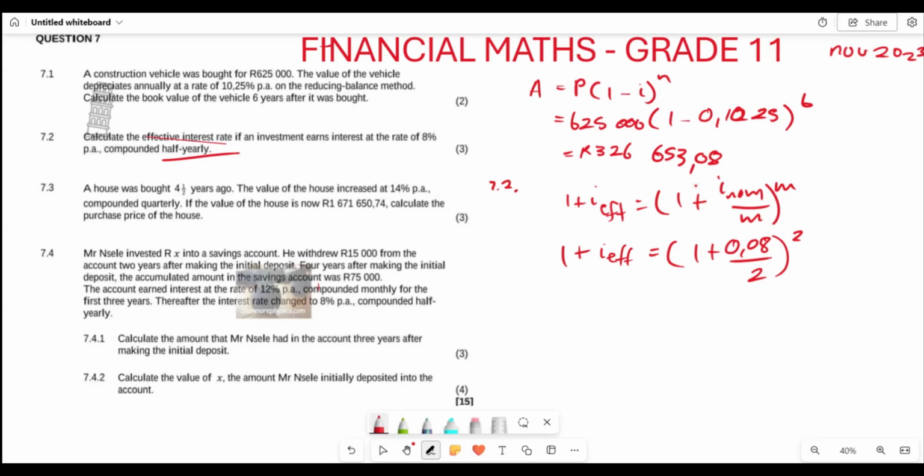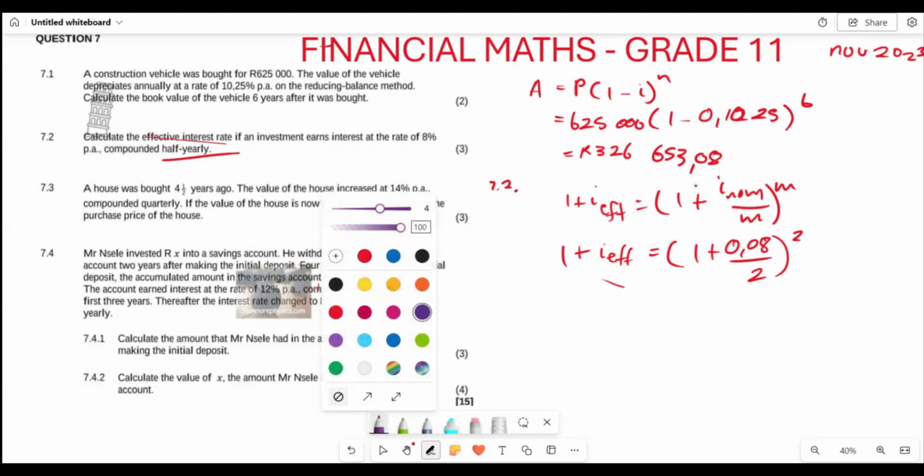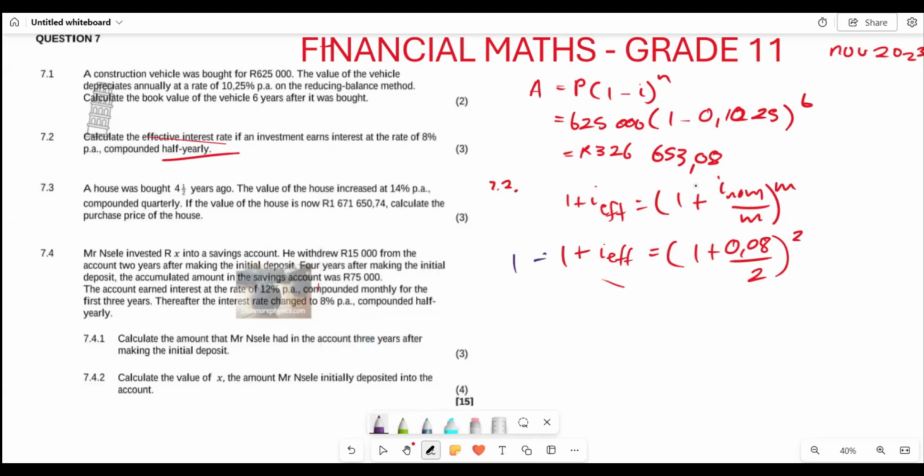And then what is it that you're going to get? For i effective, you can minus 1 here, and also minus 1 on this side, or you can transpose that one to the other side, right? So your i effective is going to be the same as 1 plus 0.08 over 2, to the power of 2, subtract 1. And then when you write this in your calculator, what is it that you're going to get?